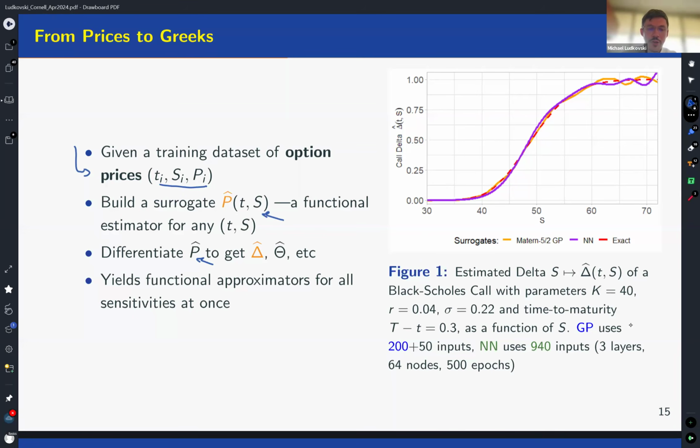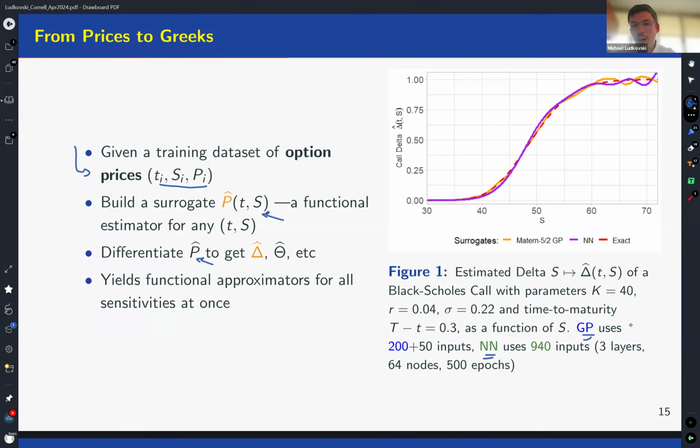For example, if you try some kind of polynomial or spline representation for p hat, you do not want to take derivatives of that. You're going to get garbage back. But for GPs it works well. So here's an example. This actually has two examples: both the Gaussian process as well as a neural network.